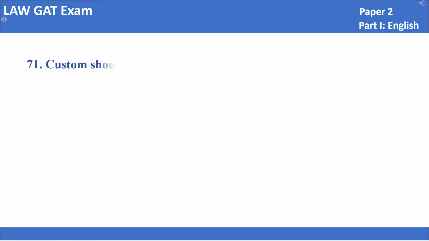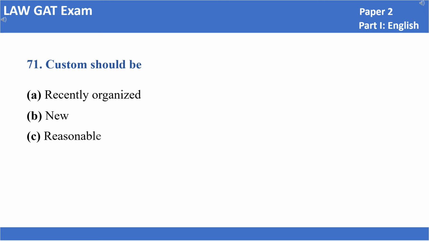Custom should be option A, recently organized, option B, new, option C, reasonable, or is it option D, reasonable and ancient? The correct answer is option D, reasonable and ancient.